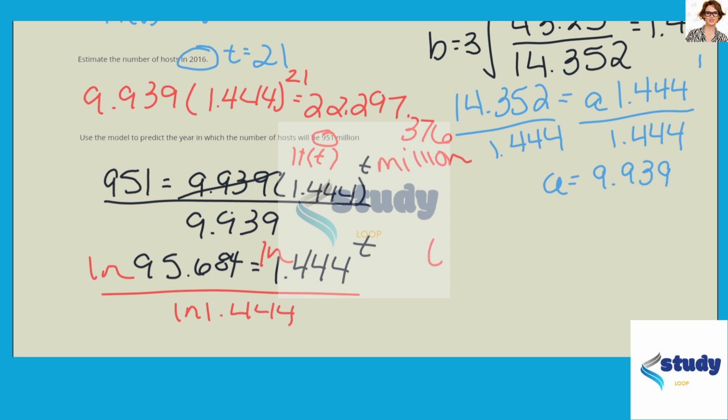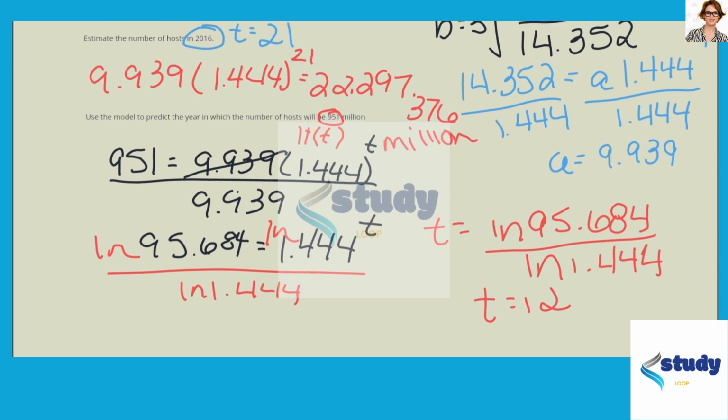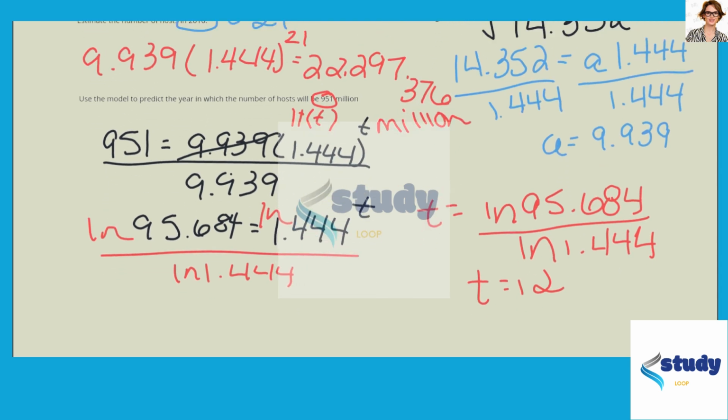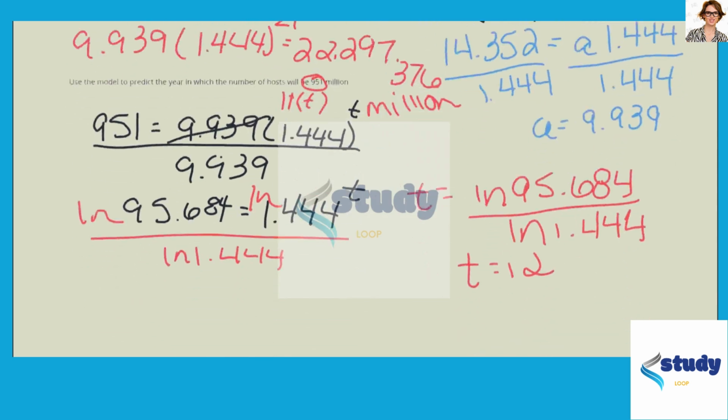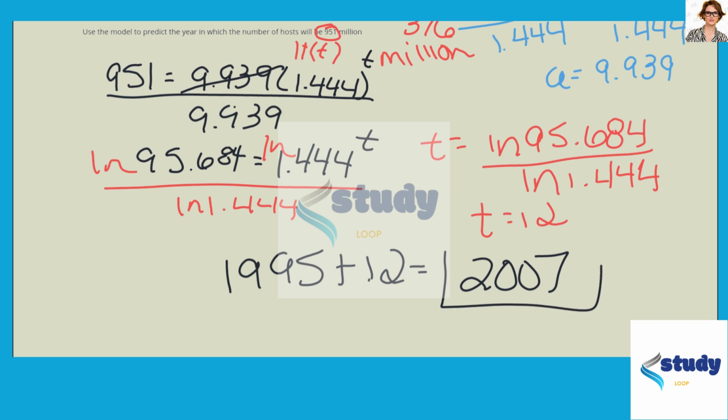So I'm going to get that t is equal to ln of 95.684 divided by ln of 1.444. I'm going to get that t is 12, which means that we are 12 years from 1995. So to figure out what year, I need to take 1995 and add 12 years to get that it will be year 2007 when our number of hosts will be 991 million.